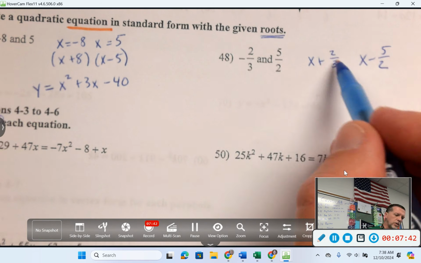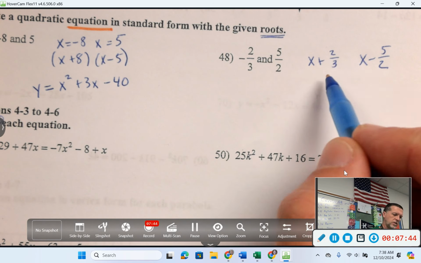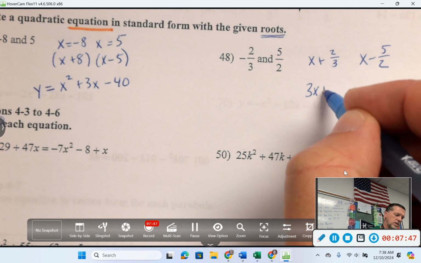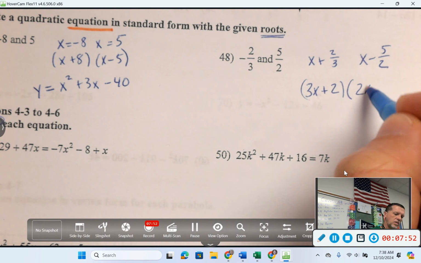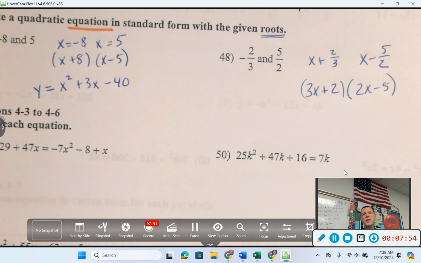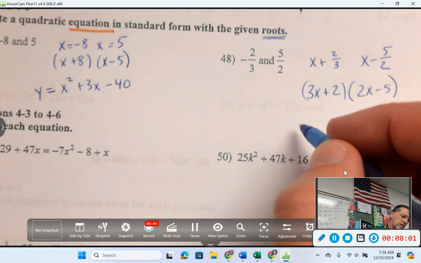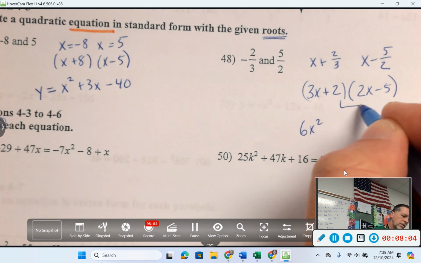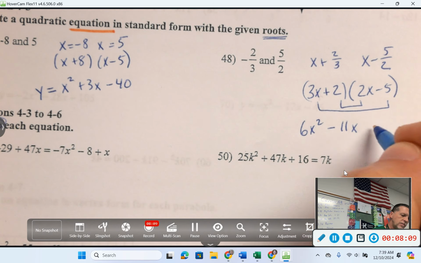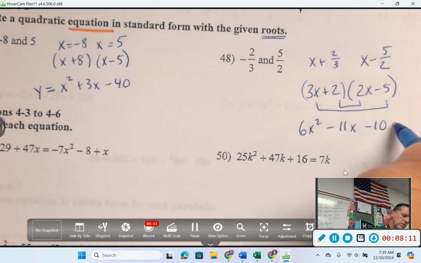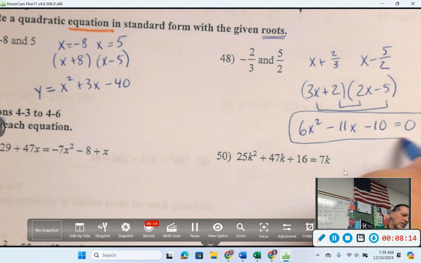So what could I do to turn this into integers? Yeah, so 3x plus 2 and 2x minus 5. That would be nicer looking. And then multiply it out and stick the y equals on front. 6x squared. 4 minus 15 is -11. And then just to emphasize, I'm okay with 0 or y. We'll put a 0 on that one.